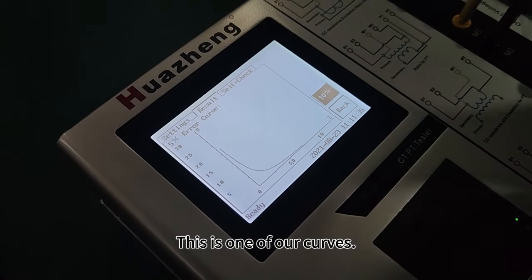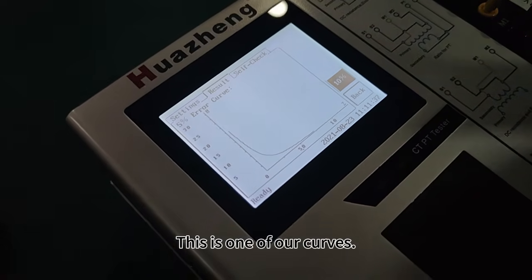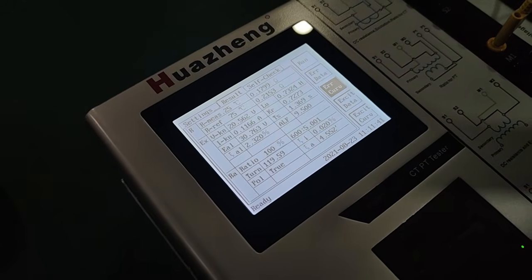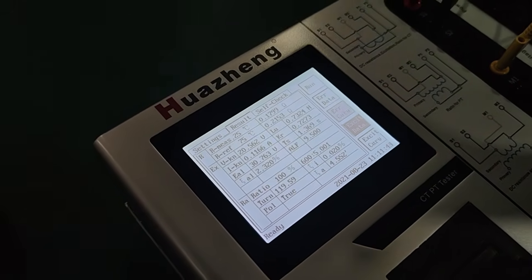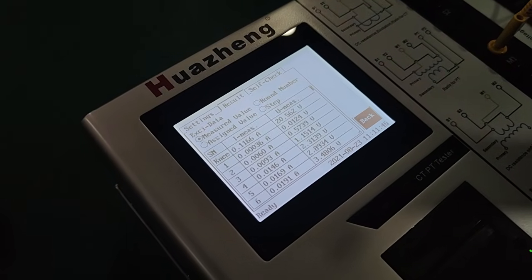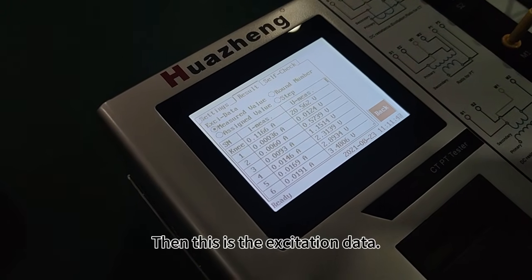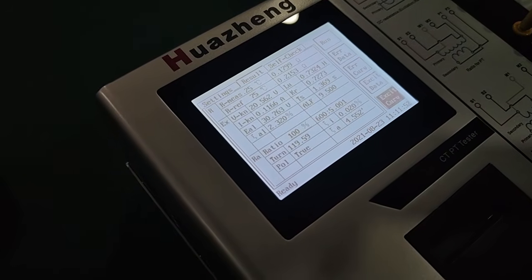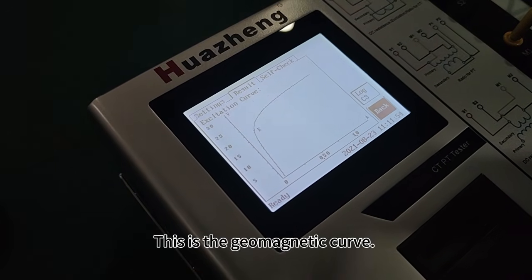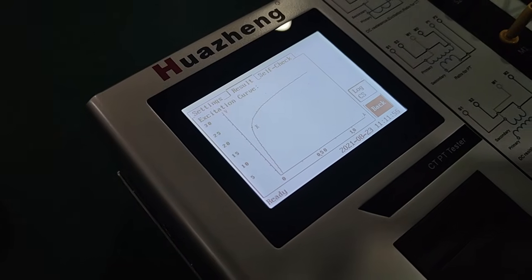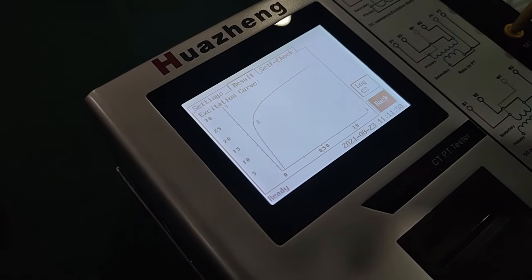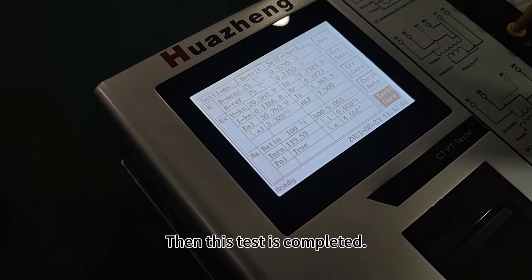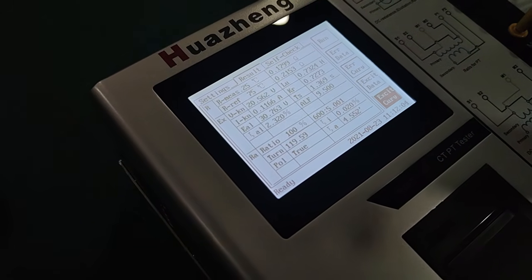This is one of our curves. Then this is the excitation data. This is the geomagnetic curve. Then this test is completed.